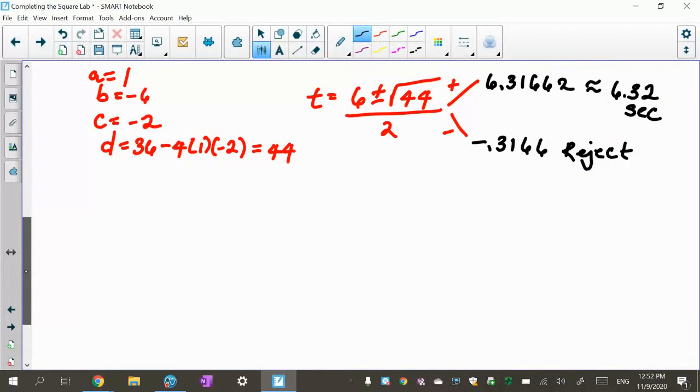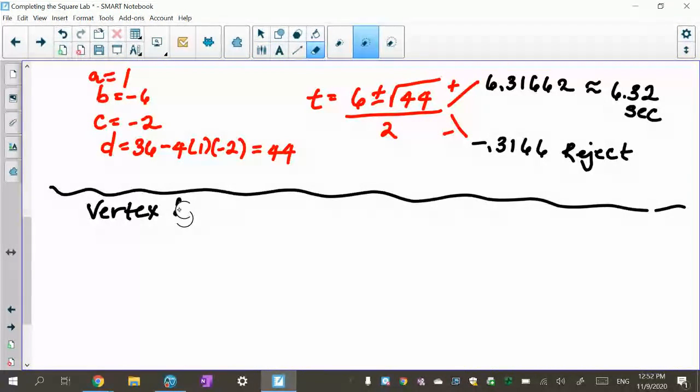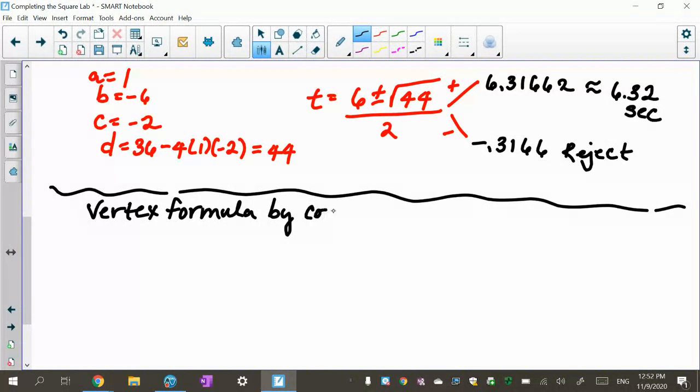Now, the next thing I'm going to show you is wicked cool. I'm going to do just a little wiggly line here, and I'm going to show you how the vertex formula, or completing the square, can get the same information kind of in one step. So I'm just going to do A and B and show you how that would work. So I'm going to do my vertex formula by completing the square. All right, so let's do that.